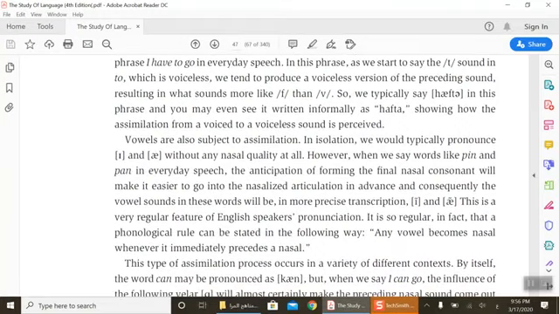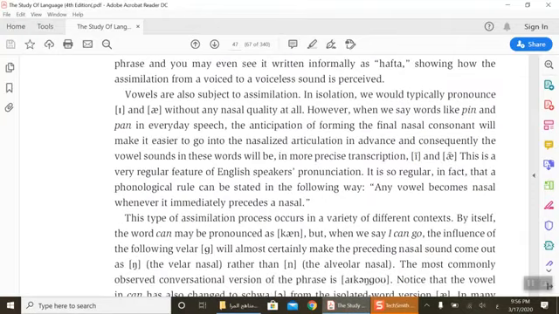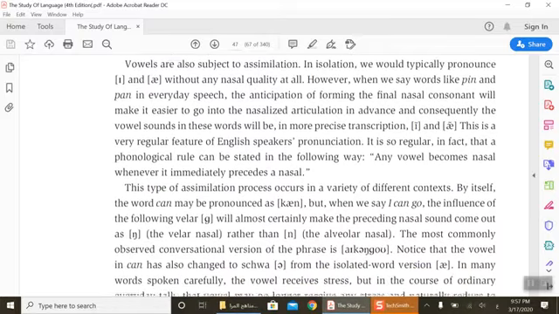I want you to give me some examples of assimilation and elision. Okay? I want you to give me some examples. You can comment or write some examples on YouTube or on the class.